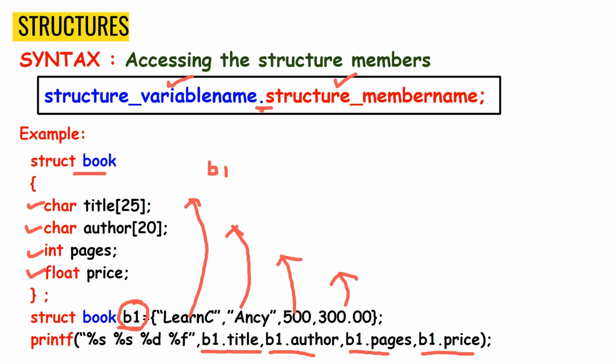Now how to access the value of each structure member? By using a dot operator. So this is the B1 structure variable. In B1 structure variable, we have these values. Just by giving the structure variable name, dot, the structure member name, you can directly access the values in that location. So here it will print learn C and C, 500 and 300. So this is how we will be accessing the structure members.